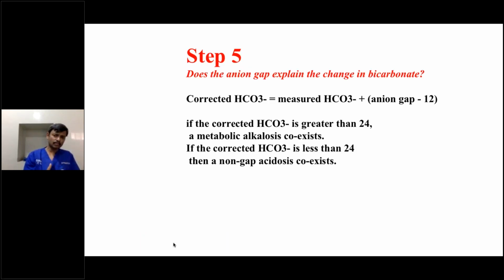The moment you have established metabolic acidosis, we know there is either a HAGMA, or high anion gap metabolic acidosis, or a normal anion gap metabolic acidosis. Then, if there is a HAGMA, you have to calculate the delta gap, that is called corrected bicarbonate. This is the most important step to know a mixed acid base disorder. We have to correct the bicarbonate in this case.